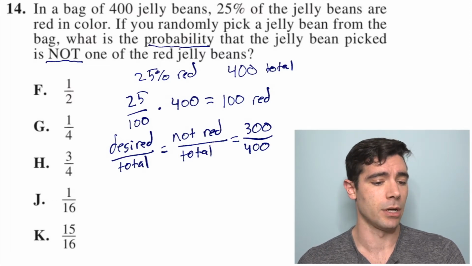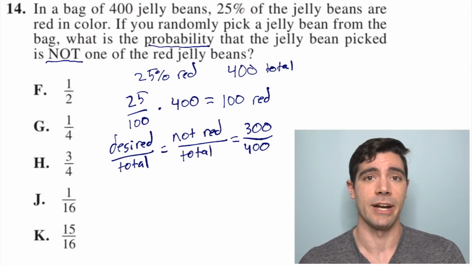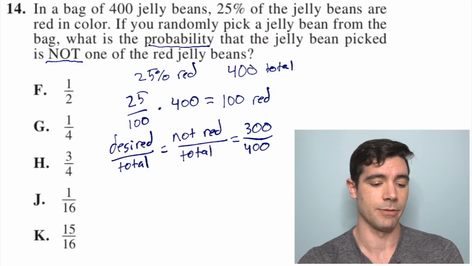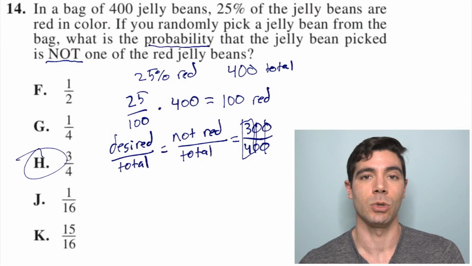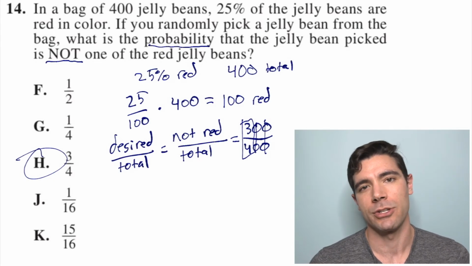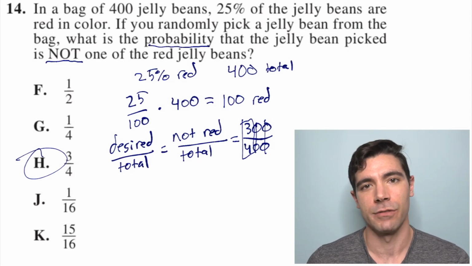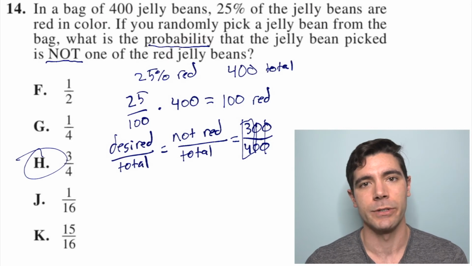All right, 300 over 400 would be our desired over total. Well, we can simplify that fraction, cross off these zeros, and we're at 3/4. Very cool. Whenever you're faced with a probability question, you want to remember that it's going to fit into the format of desired outcomes over total outcomes.